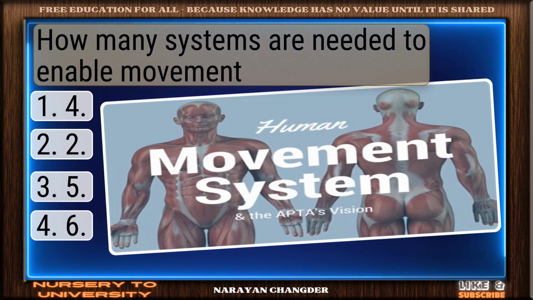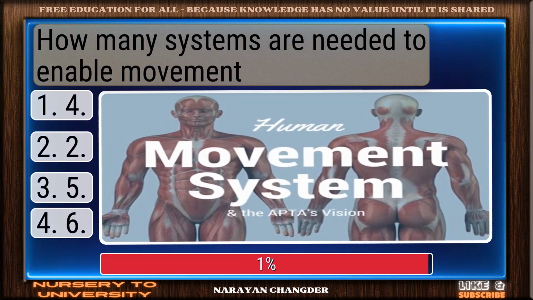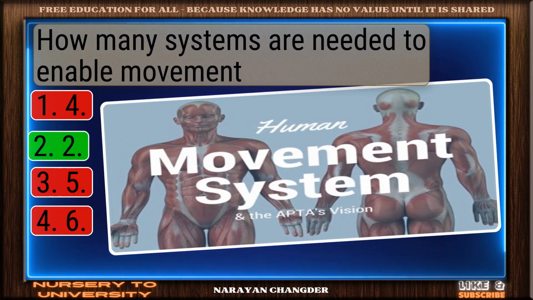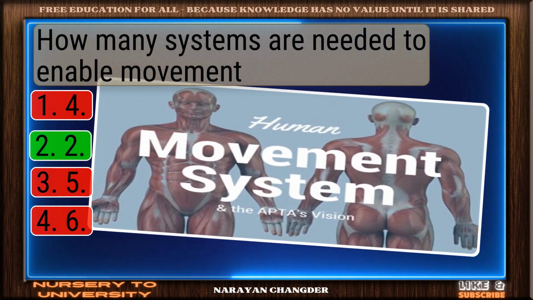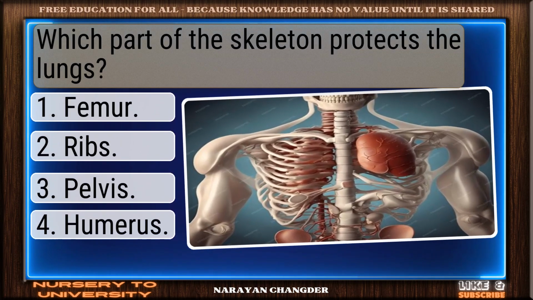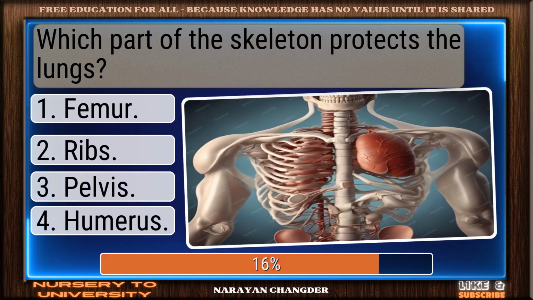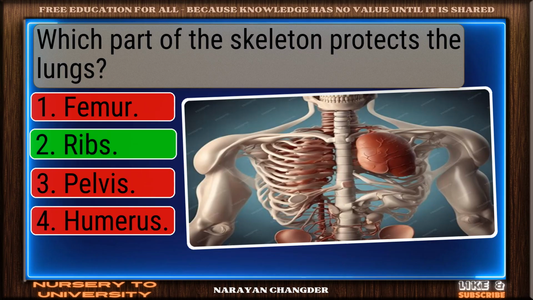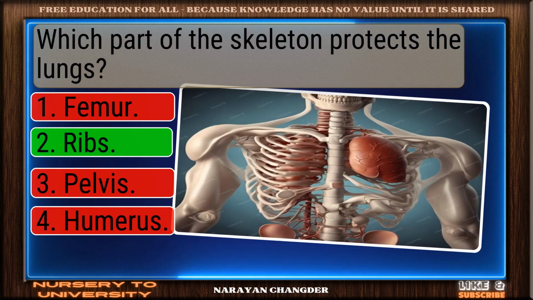How many systems are needed to enable movement? Excellent. 2 is a brilliant choice. Which part of the skeleton protects the lungs? On track. Ribs is the correct answer.